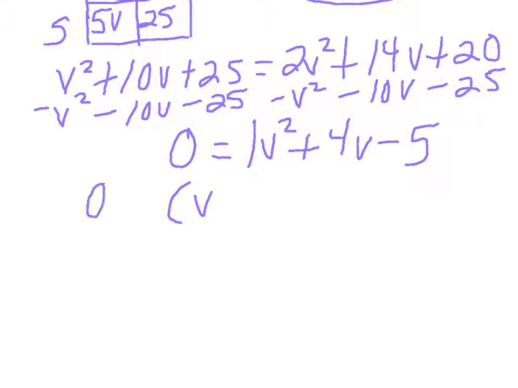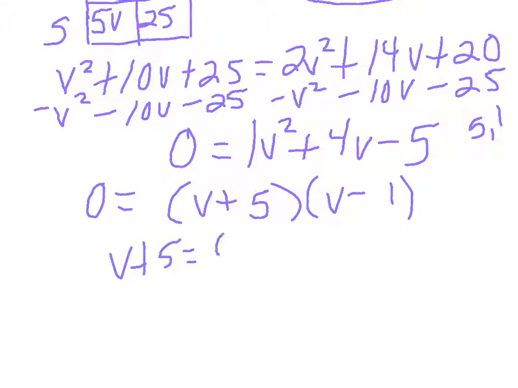So 0 equals, let's set up our parentheses. What times what gives us 5? Just 5 and 1. And they do subtract to give us 4. The 4 is positive, so our 5 needs to be positive, and our 1 needs to be negative. And then we just set each of these equal to 0.